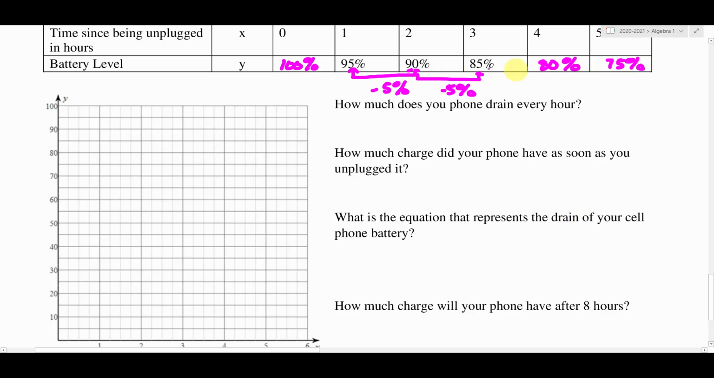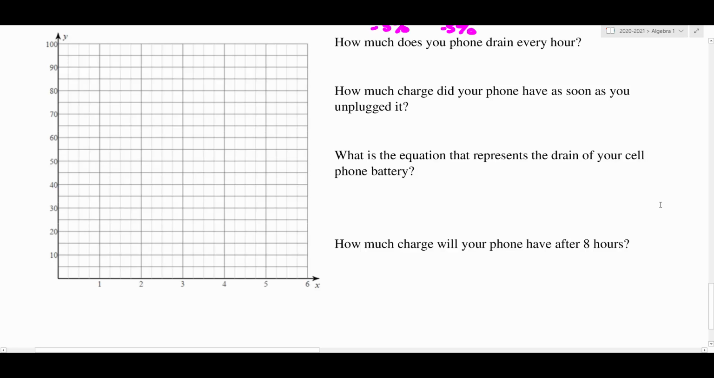Now we can take this table and plot it over here on our graph. Our first point here is (0, 100%). It might even be worth your time to label your axes down here. Remember that the x's represent hours, and the y's over here represent battery level. Our phone, as soon as we unplugged it, started at 100%, so we get our first point up here. This is (0, 100).